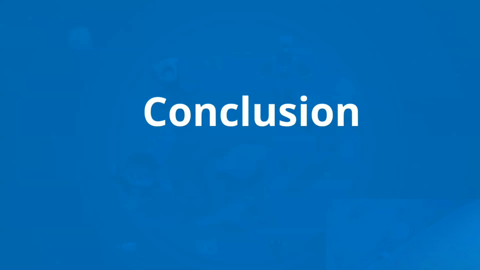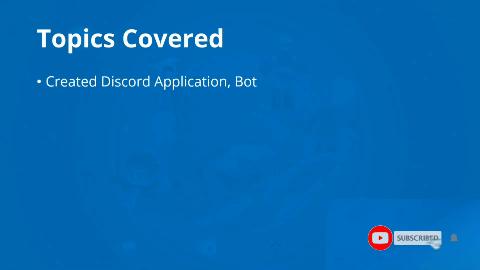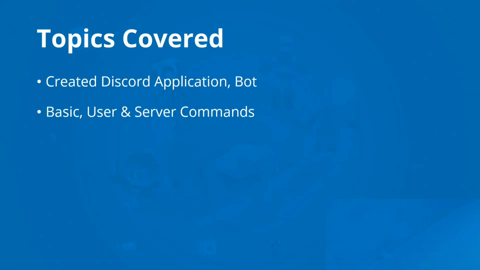With this, I just want to summarize the topics which we have covered in the course. We have created the Discord bot application, and we have added the bot to the Discord. Also, we have created the server and added the bot to the server. Later on, we have seen the basic commands and how to handle the arguments, how to use the command handler, and user info and server info commands as well.